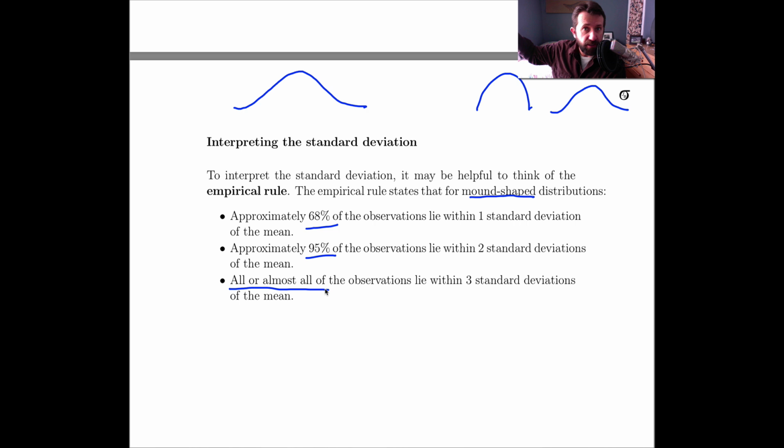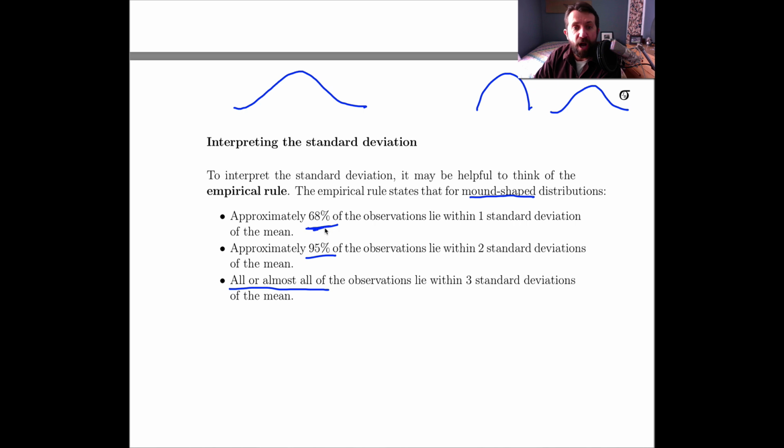You can get values outside of that, and we do. But I'm not going to give you a specific number, because the specific number is based on the specific mathematical details of the normal distribution, and that's not what we're talking about here. We're talking about a rough guideline for mound-shaped distributions. Sometimes people give you a number for the third one. I'm not going to do that.